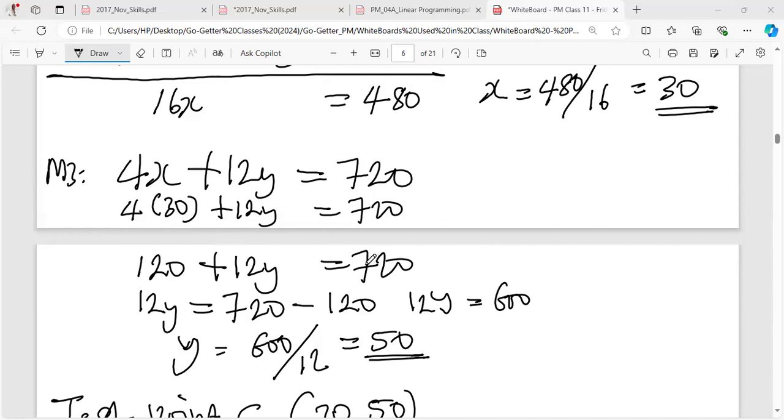Now we want to keep all the unknowns on one side. We want to take the knowns to the other side. So this 12y is on the left hand side, still remaining in its position. 720 is on the right hand side, still remaining there. It is this 120 that needs to move.